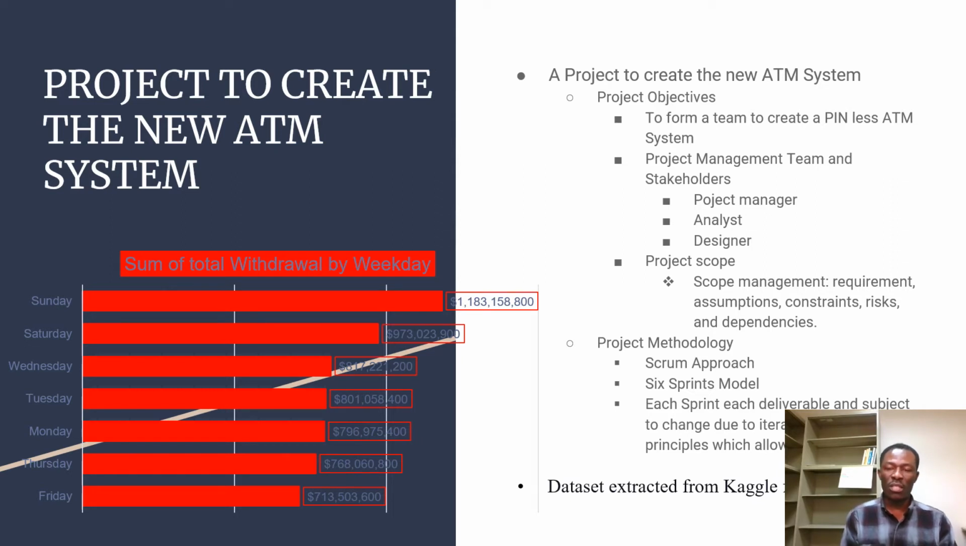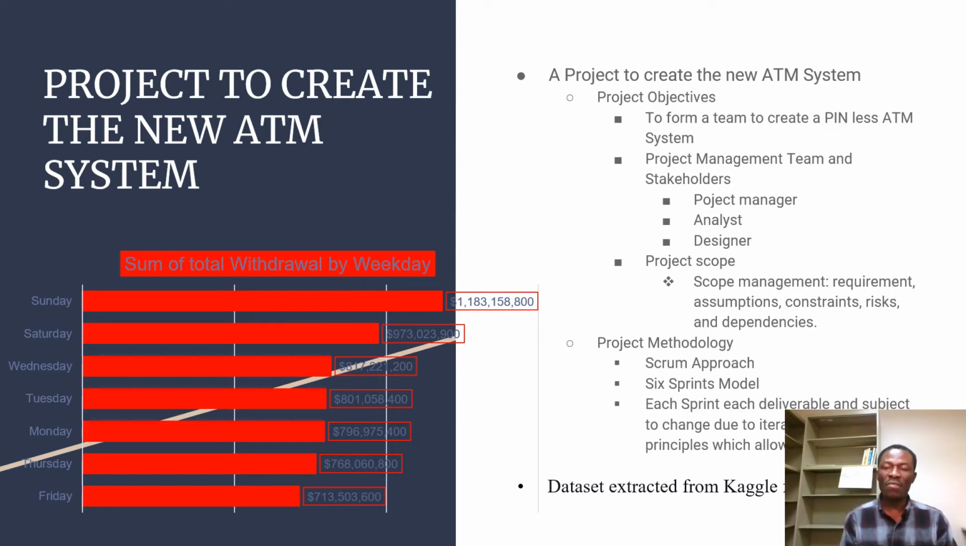So this project uses the Scrum methodology. The Scrum methodology is an agile framework that uses sprint models. In this project, I am going to base on 6 sprint models. Each sprint has its deliverable, and each deliverable is also subject to change at any time due to the principles of Scrum methodology. It's very flexible to make changes at any time.